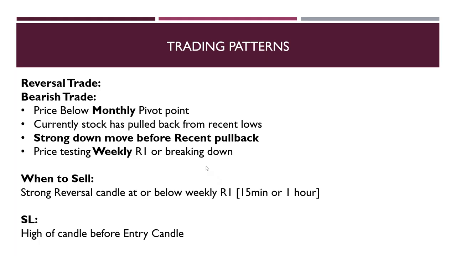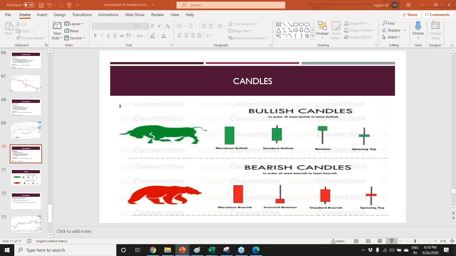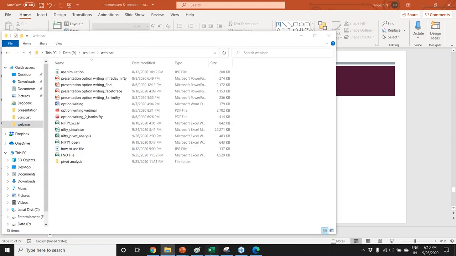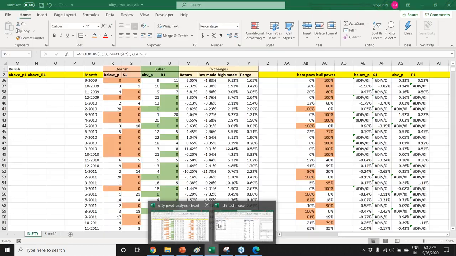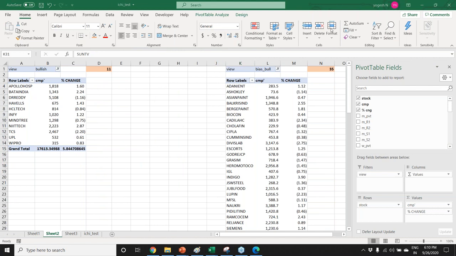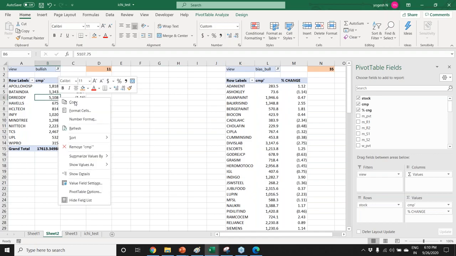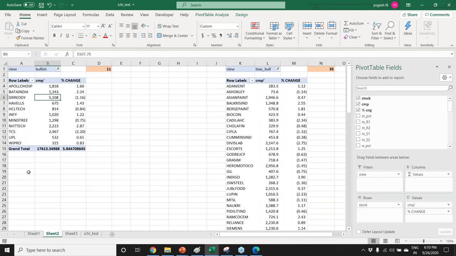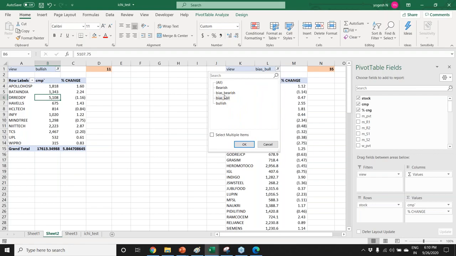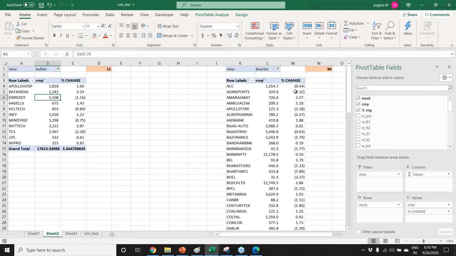Now OI data for stocks. I'll show one Excel to you. Yeah, I forgot to share this Excel. Now here I have made one report where I get the data of pivot points, and there I make a list of which stocks are bullish and which stocks are bearish. Okay, so I get a list here using pivot point.